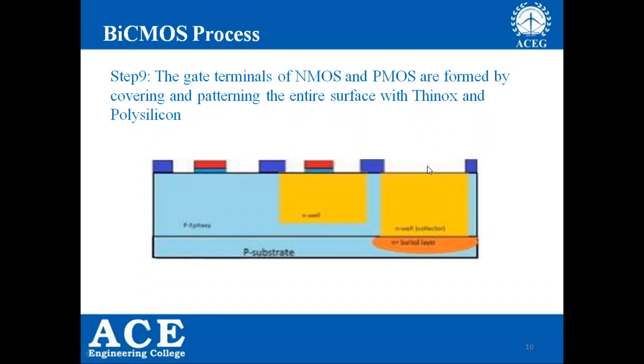Now we need to have N diffusions to both sides of the gate in the p-type substrate in order to form NMOS, and we need to have a p-type diffusion to both sides of the gate in the N well in order to have the PMOS transistor here. Now in the bipolar transistor we formed only the collector, and we need to form the p-type base and the n-type emitter also, right? So those are left.